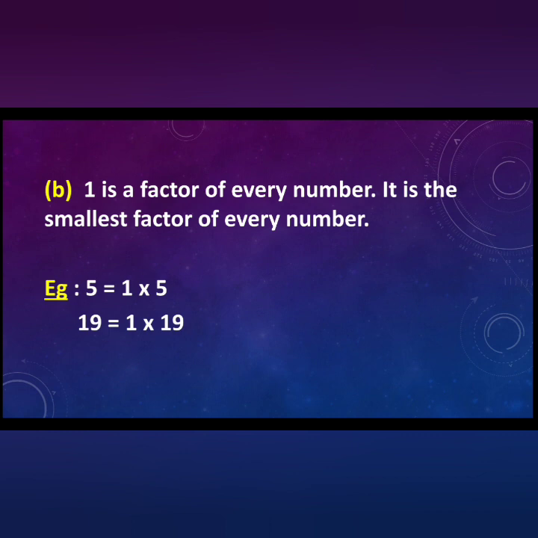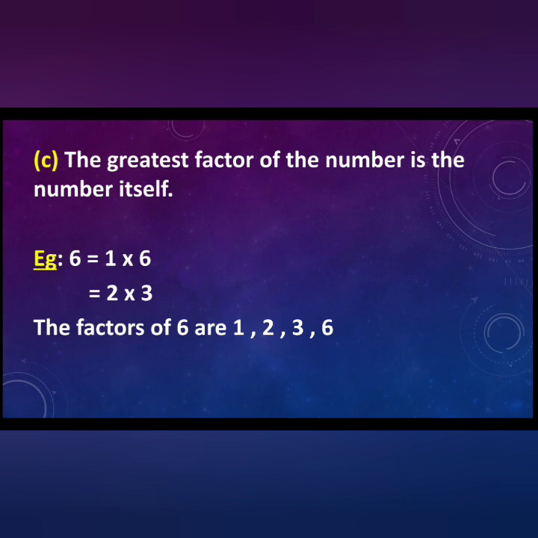Now, moving to the next one, that is, the greatest factor of the number is the number itself. Now, see, let us take the example of the number 6. It can be expressed as 1 into 6, 2 into 3, right. Again 3 into 2 will be the same as this one, so no need to write it. Okay, now see what are the factors here: 1, 2, 3 and 6, okay.